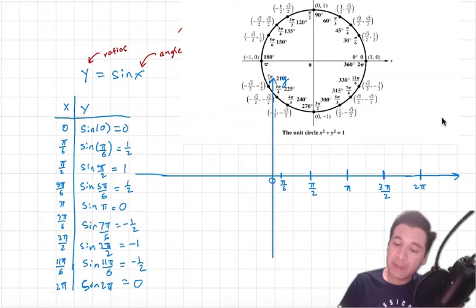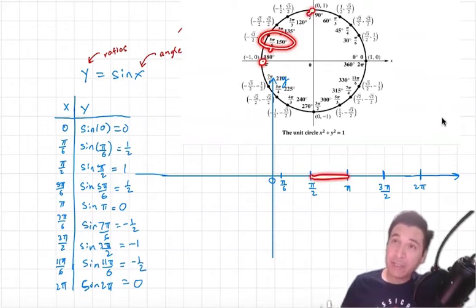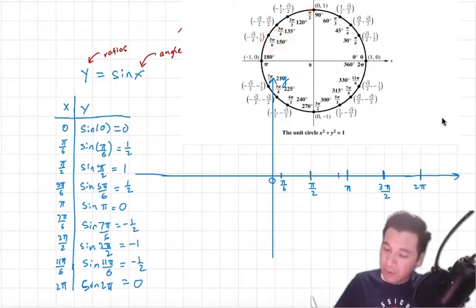So where's 5 pi over 6? Well, 5 pi over 6 is right here. It's between pi and pi over 2, so that's going to be in between here. And which one is it closer to? Well, it's closer to pi. So when I label this here, I'm going to put it closer to pi. So this will be 5 pi over 6.